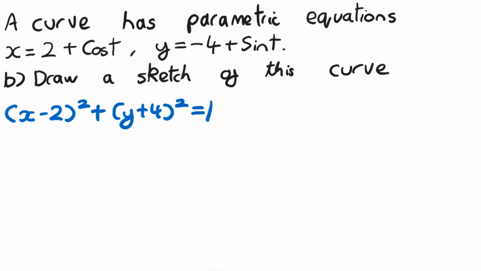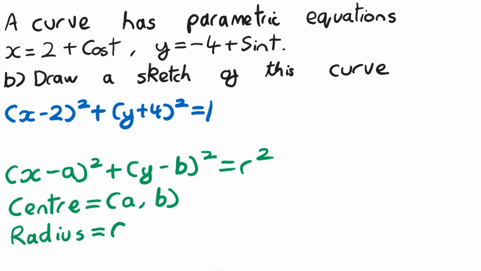Okay, and then for part B, we need to draw a sketch of this curve. So we need to draw a sketch of this circle here. We did a video on the equation of a circle back in year 1 of chapter 6, so go back to that if you need a reminder. But in case you need a refresher, the equation of a circle is x minus a squared plus y minus b squared is equal to r squared, where the center of the circle is a, b, and the radius of the circle is r.